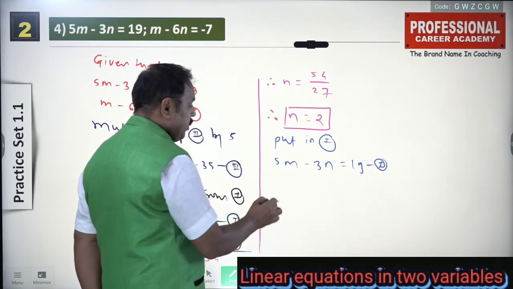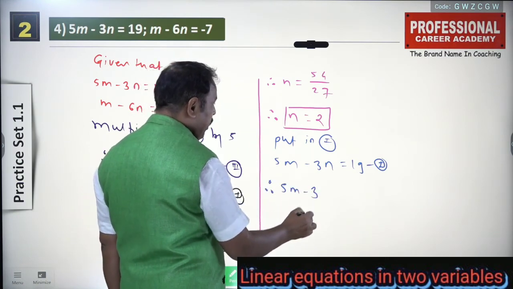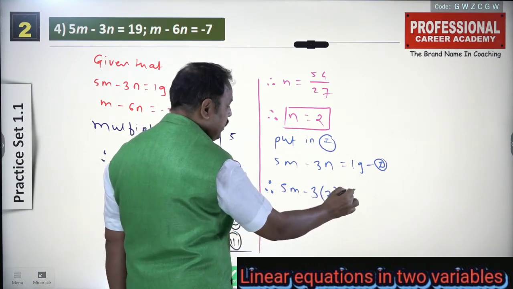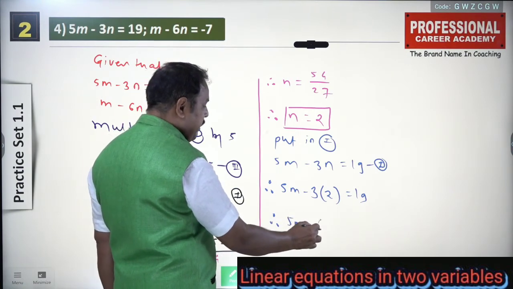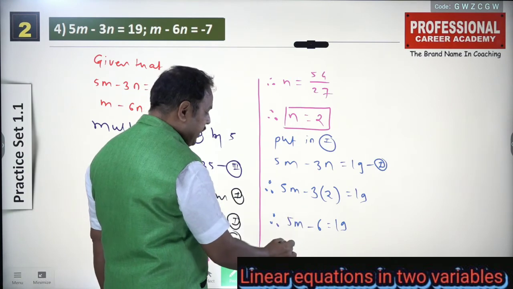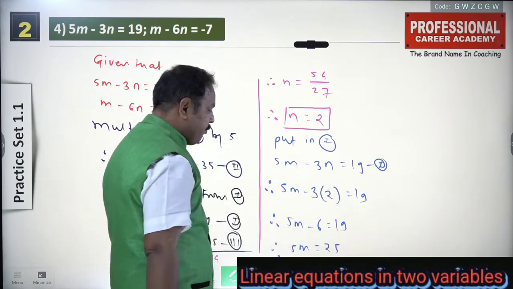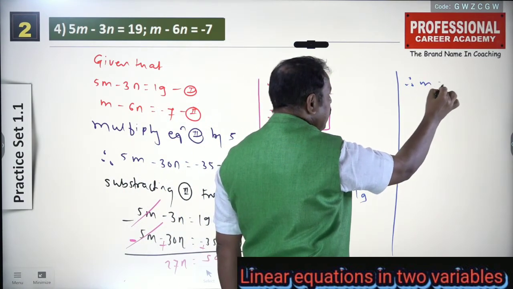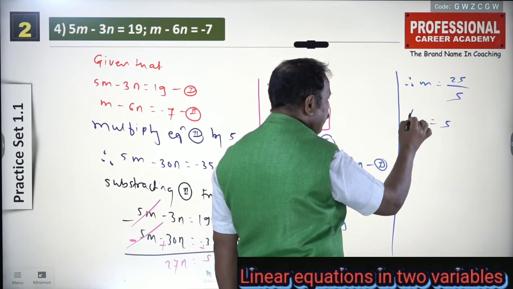Equation number 1. So 5m minus 3, what is the value of n? It is 2, which we just calculated, is equal to 19. Therefore 5m minus 6 is equal to 19. Take this 6 to the right hand side. 5m is equal to 19 plus 6, which means 25. So what is m? m is equal to 25 upon 5. So m is equal to 5.